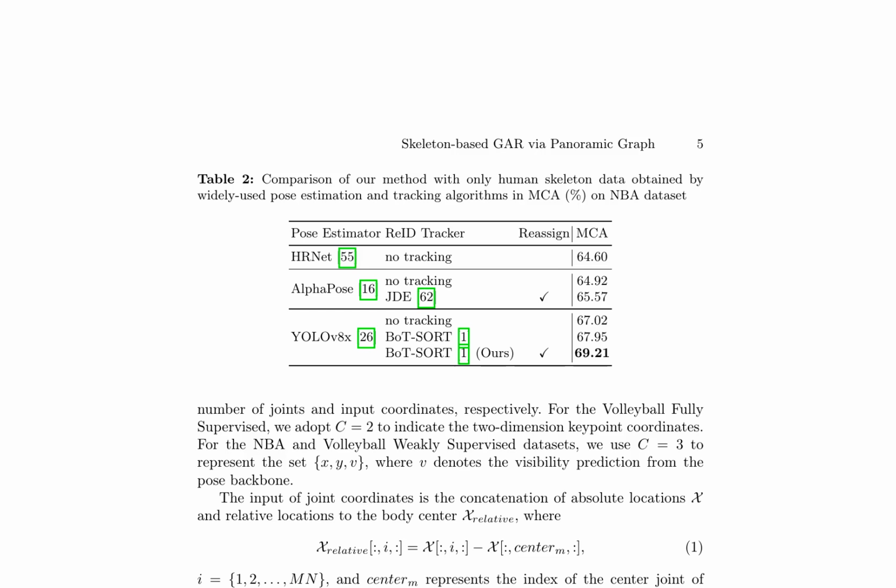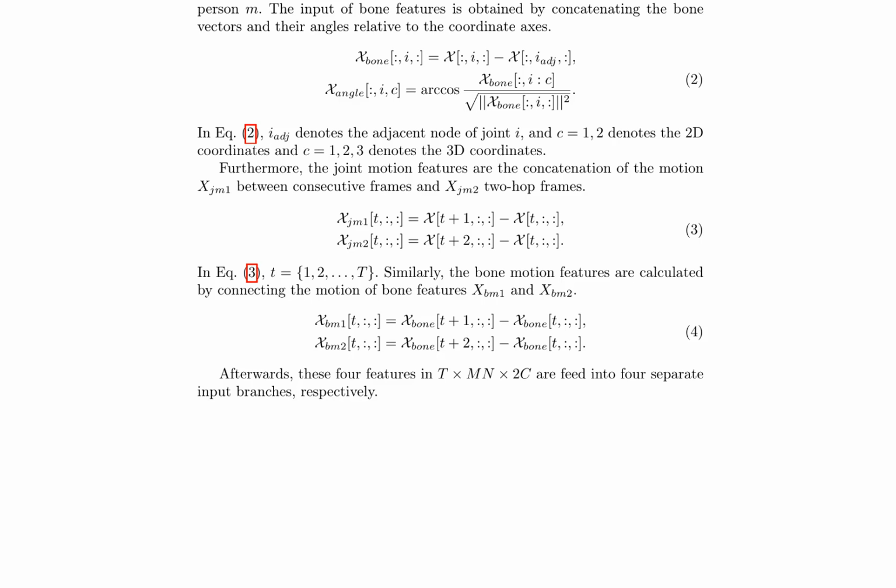The research paper discusses a novel approach to skeleton-based action recognition using a panoramic graph. It presents a detailed comparison with state-of-the-art methods on the volleyball and NBA datasets. The authors introduce a multi-person graph structure that leverages both joint and bone features, along with motion features between consecutive frames. This structure is fed into 4 separate input branches.